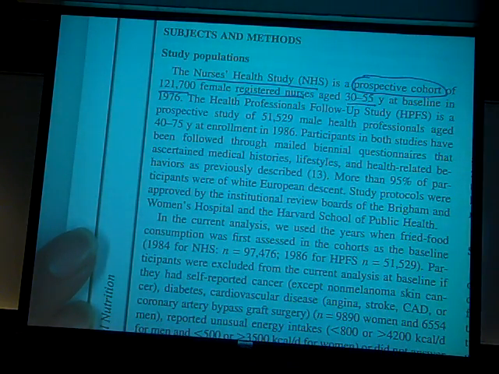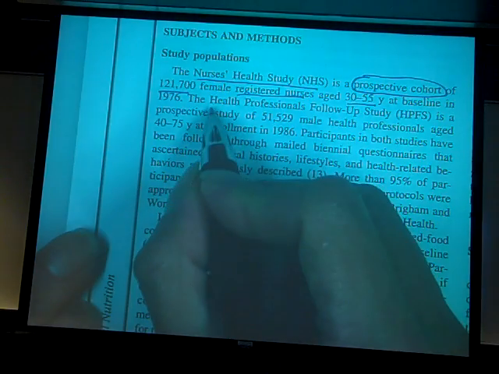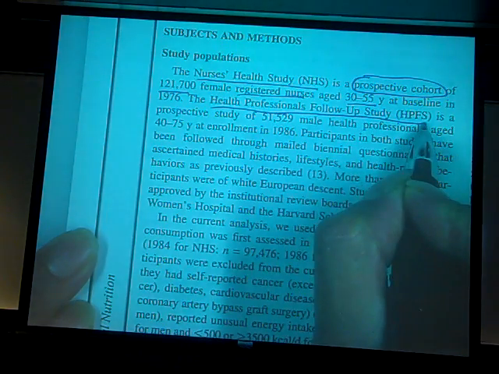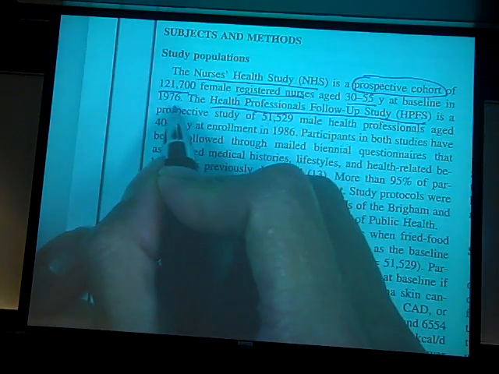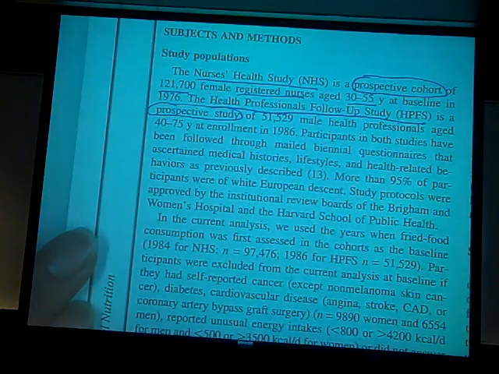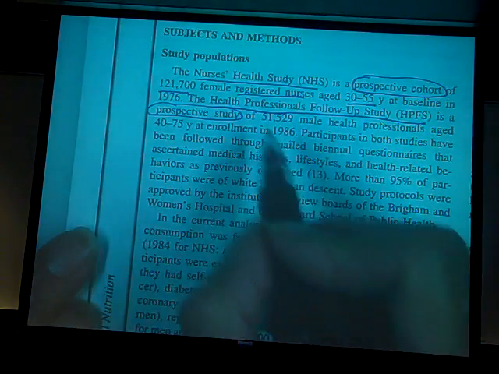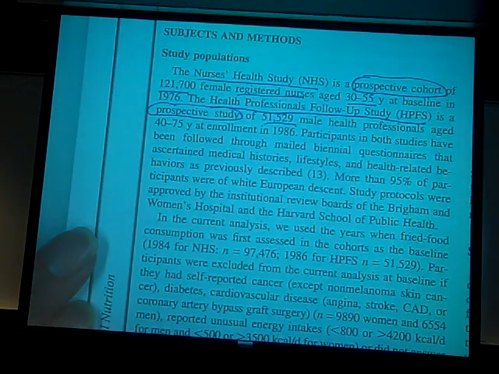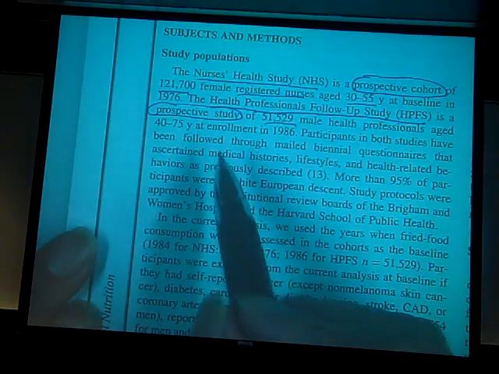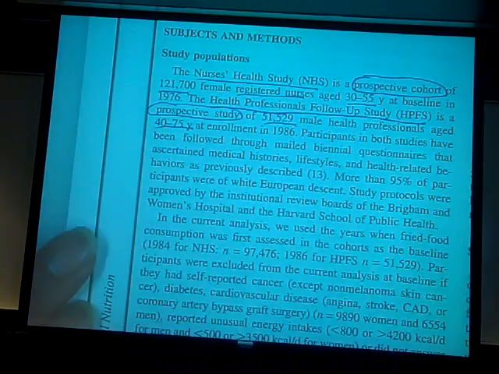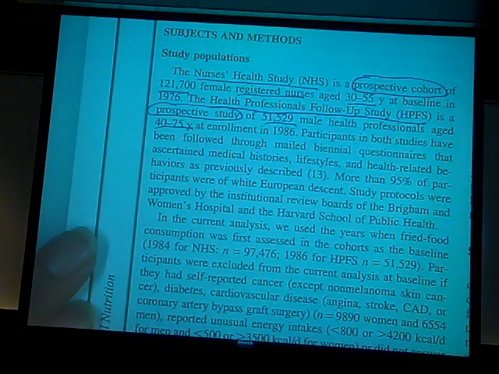In addition to using the Nurses' Health Study, these particular researchers also used the Health Professionals Follow-Up Study. And this is also a prospective cohort study, even though it's not indicated as prospective cohort. It is also a prospective cohort. And it's not quite as large as the Nurses' Health Study, with just over 50,000. It has a similar age group to that of the Nurses' Health Study, but it is just a little bit older, and so you can see that the age group is 40 to 75.